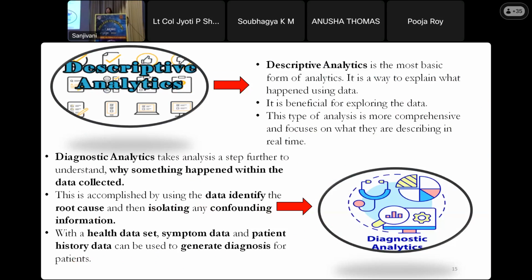Now, talking about the diagnostic analytics. Diagnostic analytics is the next step further down: why a particular thing has happened within the data that is collected. Moreover, this will help us to identify what is needed, and the confounding information will be isolated from the information that is actually needed. With the health data, that is your symptom data and your patient history data, we are able to generate the diagnosis of the patient.